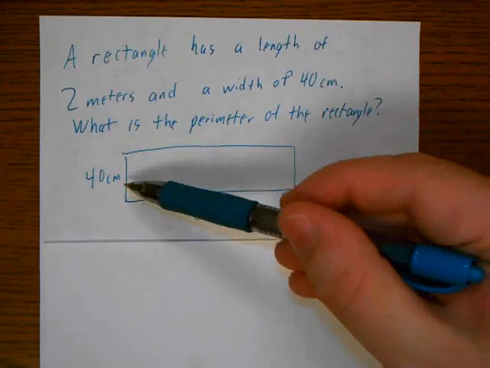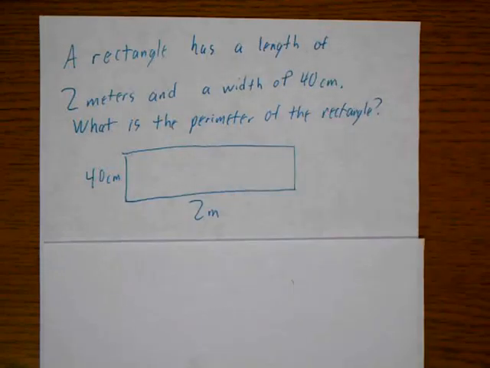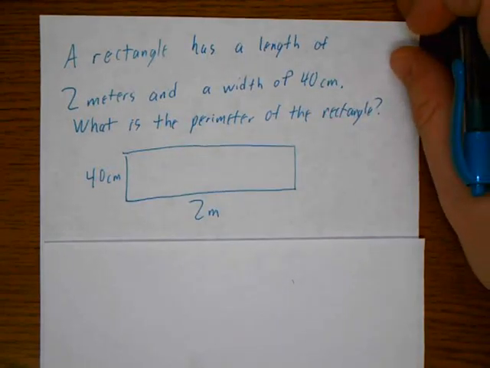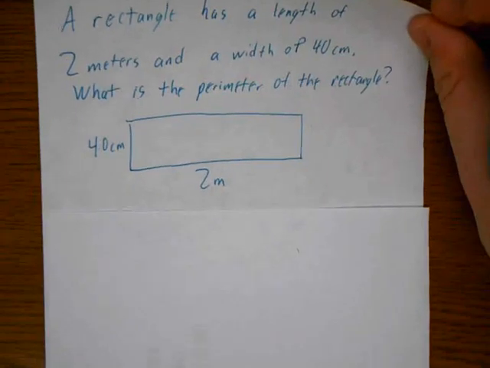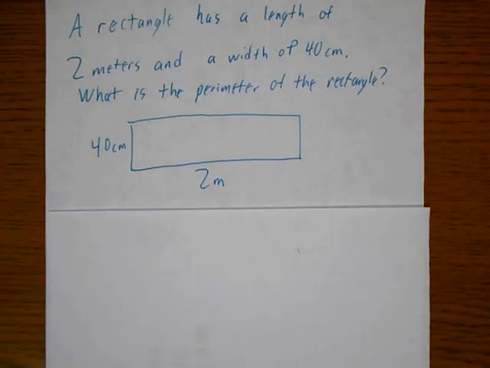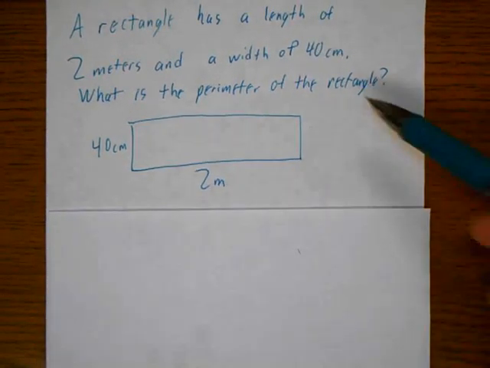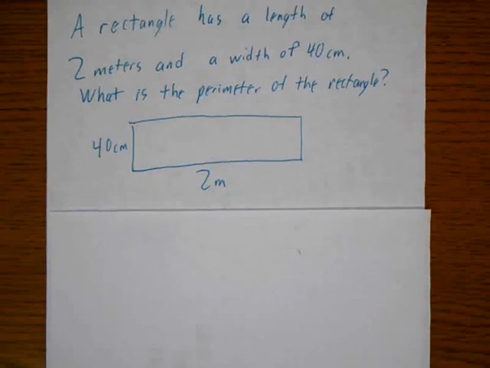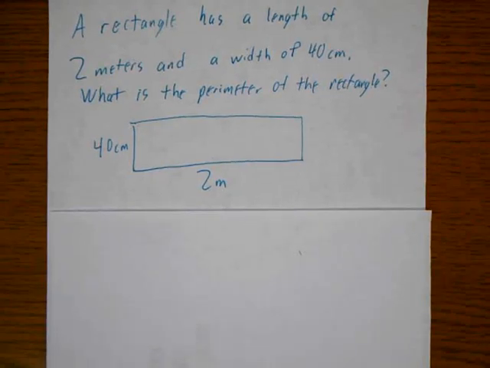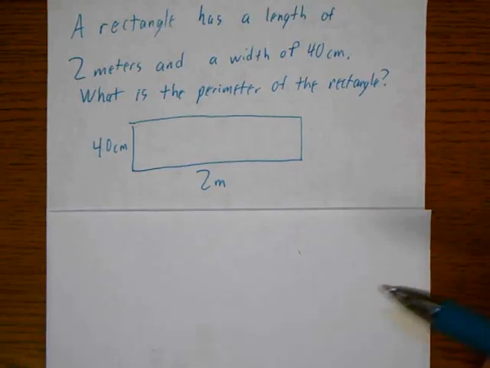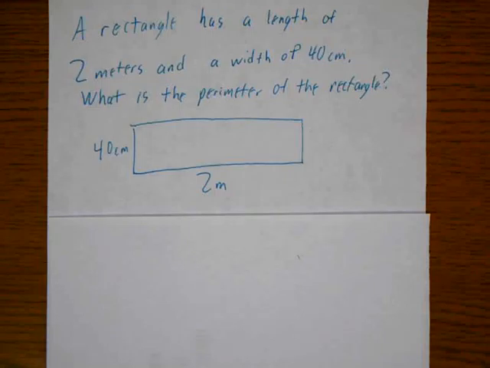Now, I notice one measurement is given in centimeters and one is given in meters. So to be able to add those, I have to get those into the same unit. Since this is an open-ended question and it didn't say what is the perimeter of the rectangle in centimeters or in meters, it's left open to me to decide. If it were a multiple choice question, you would want to look at your answer choices and see whether they were in meters or centimeters before you decide how you're going to go about it. I'm going to choose to change the meters into centimeters.